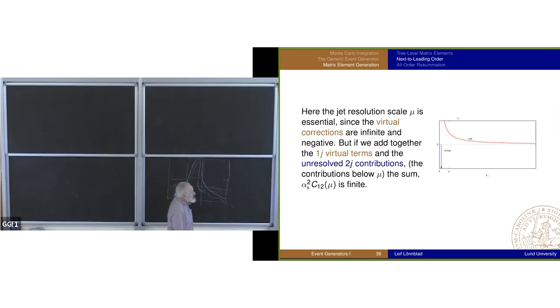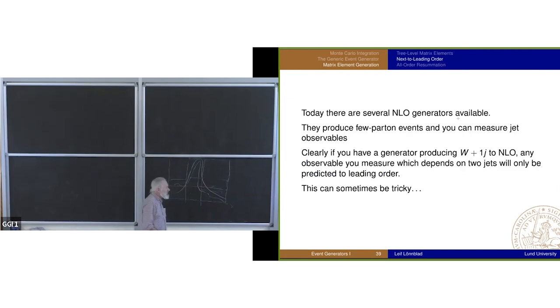So the thing is, if you take the KT of one part with respect to the other, and look at the real contribution, which is when you actually have two jets, you will see that it diverges as KT goes to zero. And you have the virtual term, which is this loop calculation, which is basically negative infinity. You integrate this together with that, below some mu squared, and you will get the finite answer. So this is the trick we have to do.